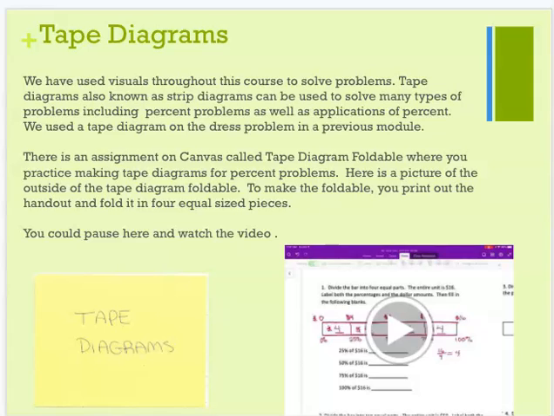What are tape diagrams and how do they help us? So tape diagrams, sometimes people call them strip diagrams, can be used to solve many types of problems, including percent problems, as well as applications of percents. You may have used tape diagrams in the past, and here's a little short video if you want to watch it that explains tape diagrams.